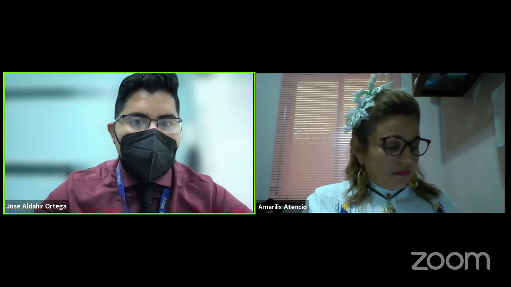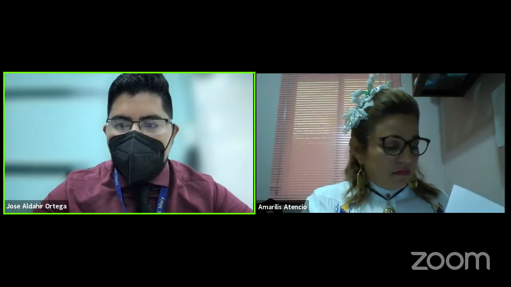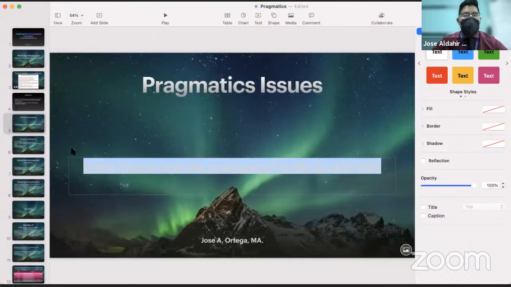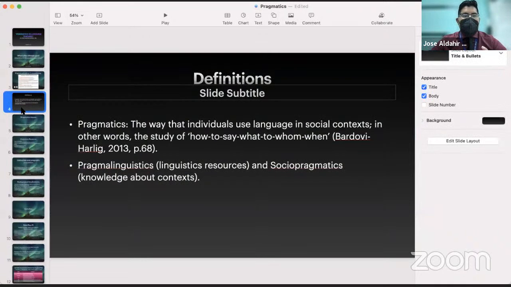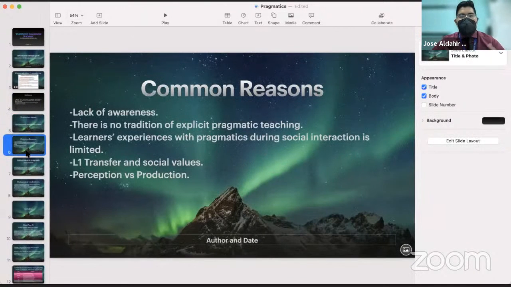All right. Let me continue here with the PowerPoint. As you notice, those are some examples of pragmatic issues, and that has a cause, right? So there are common reasons why our students behave that way whenever they have to use the language with native speakers. The first reason could be the lack of awareness.